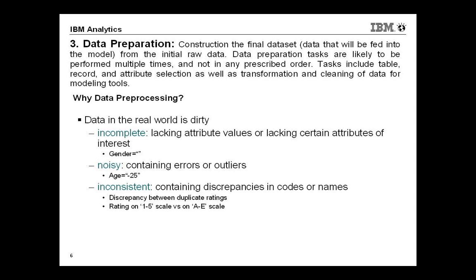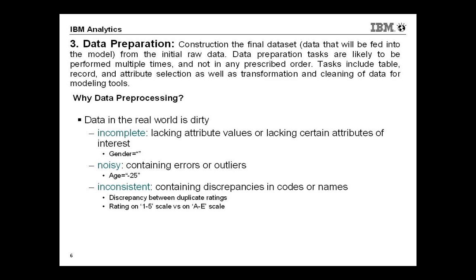For example, as you've seen here, you can have a gender of nothing, which is obviously not correct or does not add value. Data can be noisy, which means there are errors and outliers. It can be inconsistent when it comes to namings, codes, or discrepancies between different tables. So we have to account for that and take care of that before we can run a model that actually makes sense and a model that is accurate.